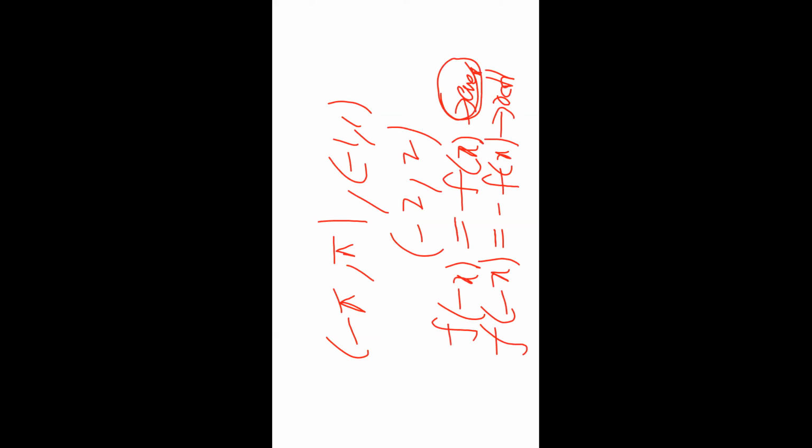Suppose f of x is even, we have to calculate the first half, which means an. Suppose f of x is odd, then we have to calculate only the bn value. So yesterday we discussed this topic. Today's topic is the last topic of the Fourier series and the last topic of this unit. The name is half range series.